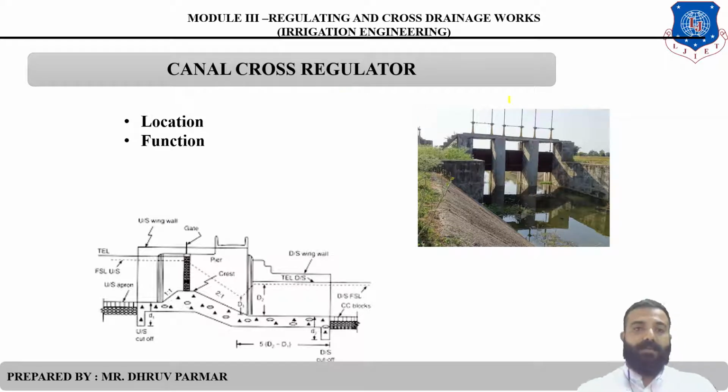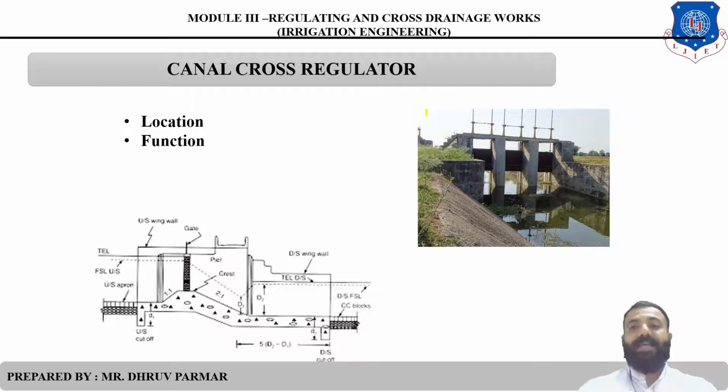The next one, canal cross regulator. So what is the canal cross regulator? It is called CR. We already discussed it in the fourth chapter. A canal cross regulator is constructed at any part of a particular canal. So what is its function? The function of a canal cross regulator is that it regulates the flow, it controls the flow.